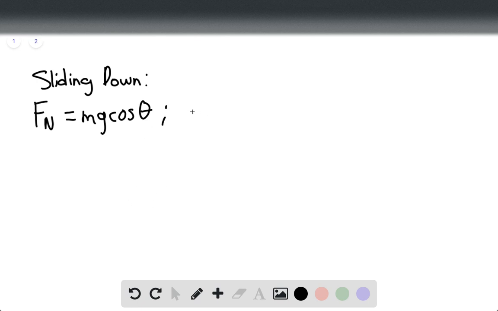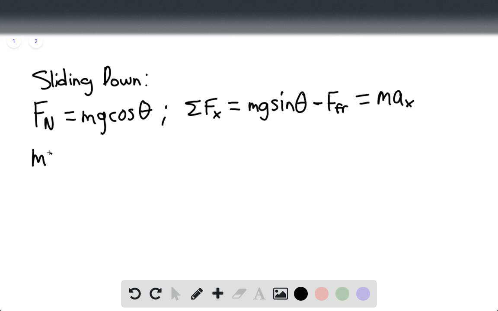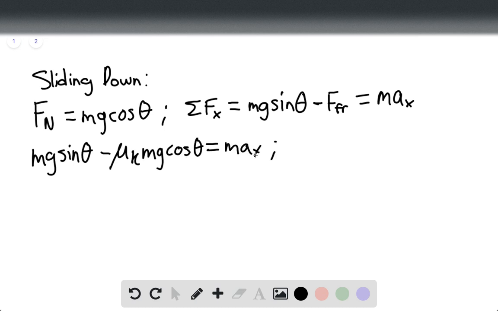And then we can just reapply the same formula. The sum of forces in the x direction equals mg sine of theta. Now the x component of gravity is positive, because we're moving down the incline, and what's stopping us is force of friction. So it'll be minus force of friction now, and this equals m a sub x. We can say mg sine of theta minus mu sub k mg cosine of theta equals m a sub x. The m's cancel out, so mass cancels out, and a sub x should equal g sine of theta minus mu k cosine of theta.